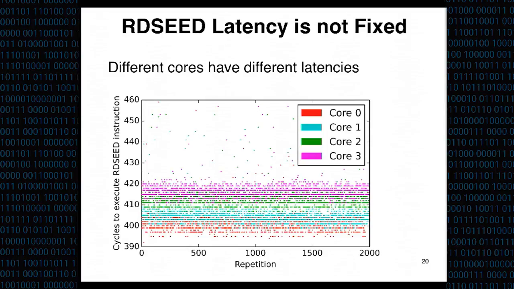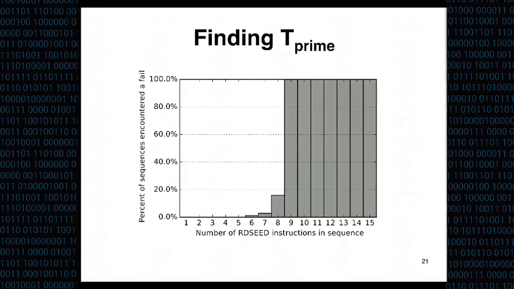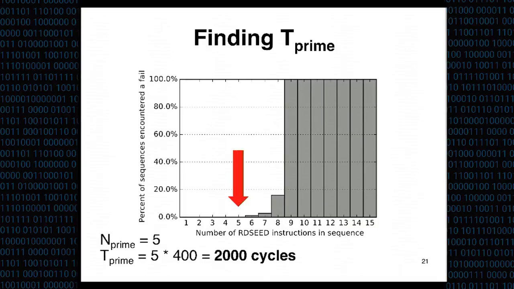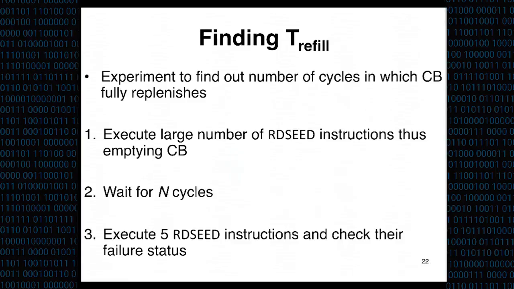Okay, so we also noticed that on different cores, these RDC instructions have different latencies. So we take the latencies from the closest core. Basically what we ended up using, if we execute five instructions in the N probe, then that takes 2,000 cycles, because each instruction is 400 cycles. 5 times 400 is 2,000 cycles.